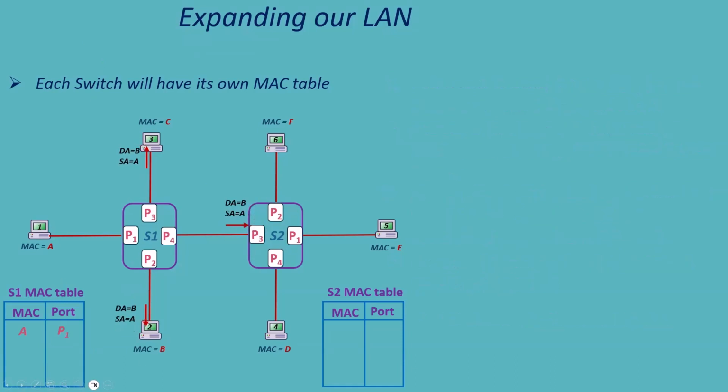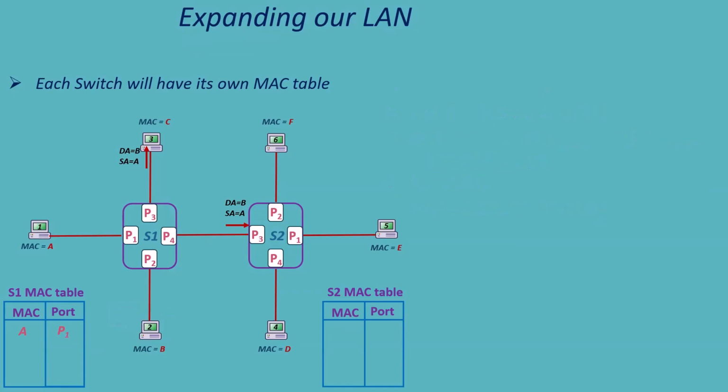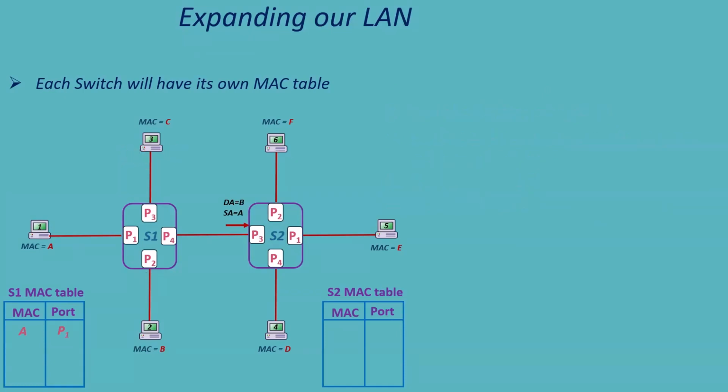So start with PC2. PC2 has received the frame, checks the DA, finds the DA is equal to B. It is a match, hence it accepts the frame. Okay. Next, PC3 checks the value of the DA, finds it to be B, compares it with its own MAC address, which is C. It is not a match, and hence it discards the frame. Okay. Moving on to switch 2.